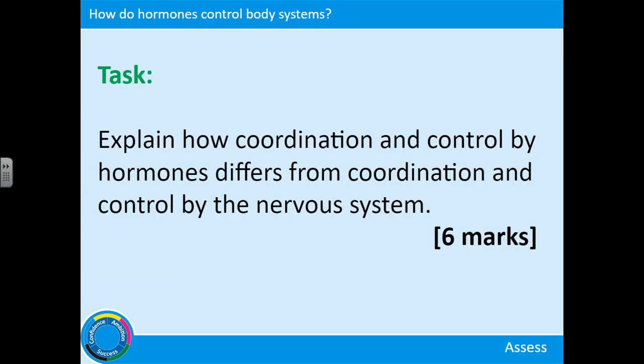Last thing you need to do, this is a 6-mark question, so you need at least 6 points. Explain how coordination and control by your hormones differs from coordination and control by the nervous system. So again, that table is going to come in handy. Remember, it's 6 marks, so you need to write 6 different things. Once you're done, come back and we'll have a look at the mark scheme.